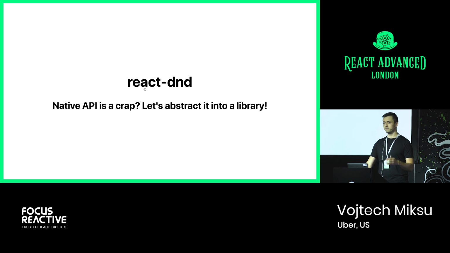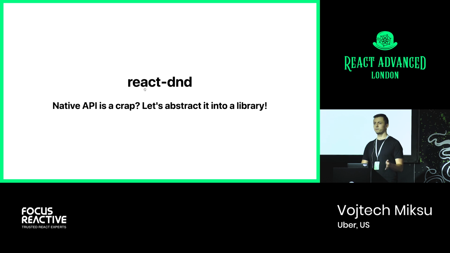So what do you do when the native API is crap? You can abstract it into a library and try to fix it. And that's exactly what React DND is doing. And it's actually doing a very good job. It provides a reasonable and consistent API that works across browsers. But some limitations are so severe that you are still not getting good support for mobile or to style direct items.